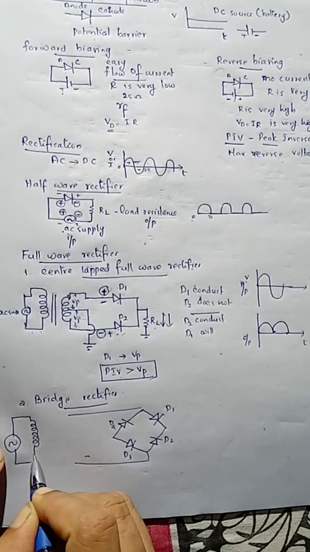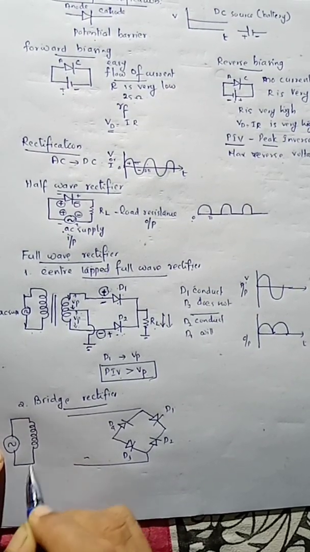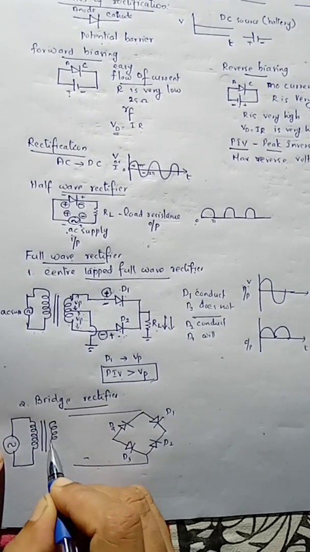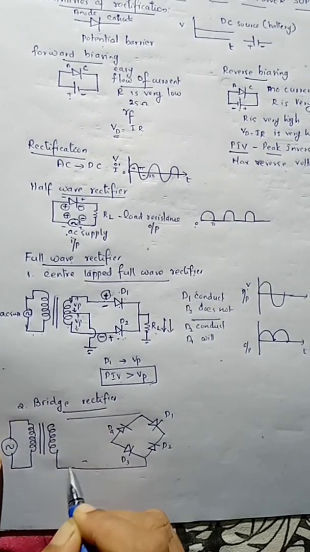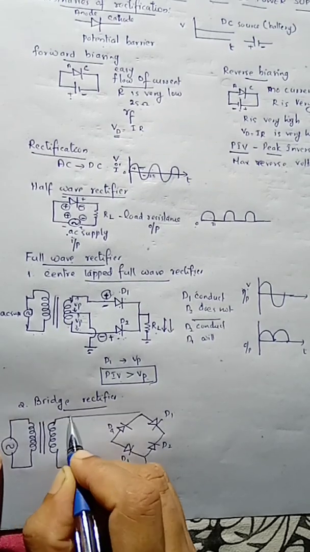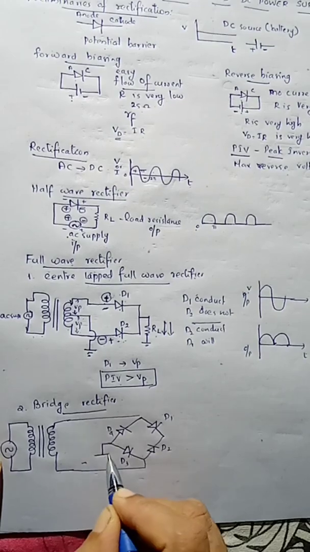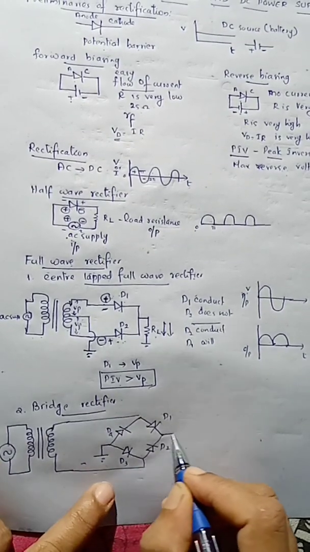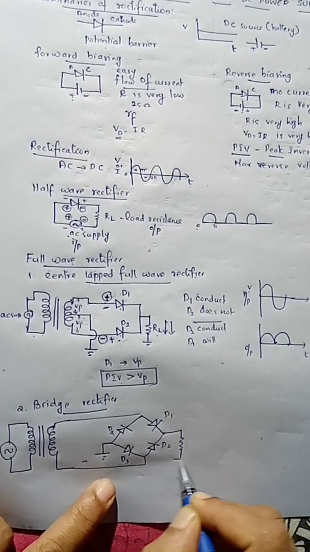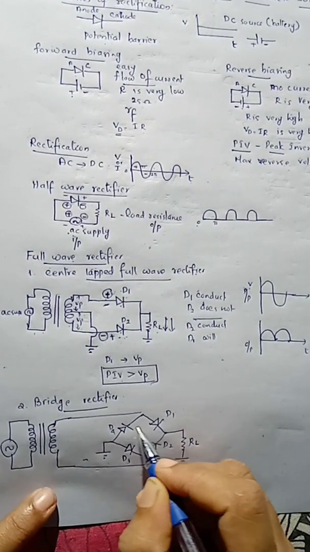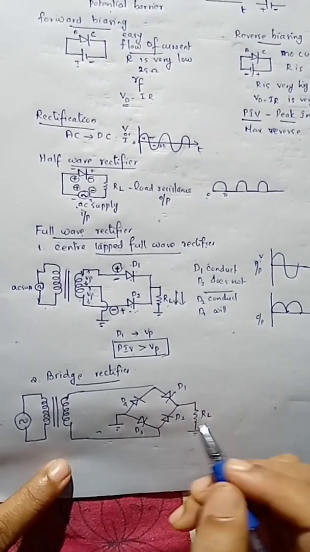Here is the AC supply, then we take a transformer, the primary we have, then we have the secondary, the secondary terminals we have, then we are connecting the external load resistance here. The external load resistance RL is connected here. Then we can name the diodes as D1, D2, D3, D4.